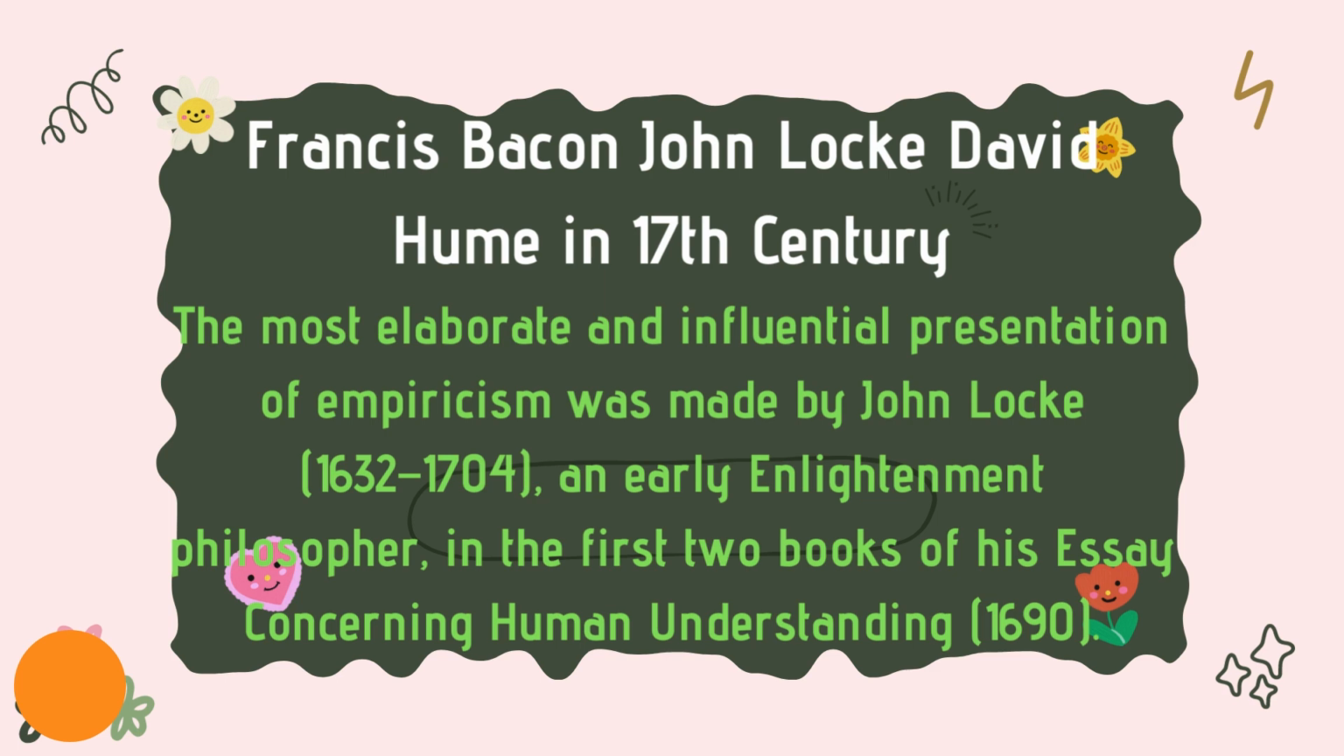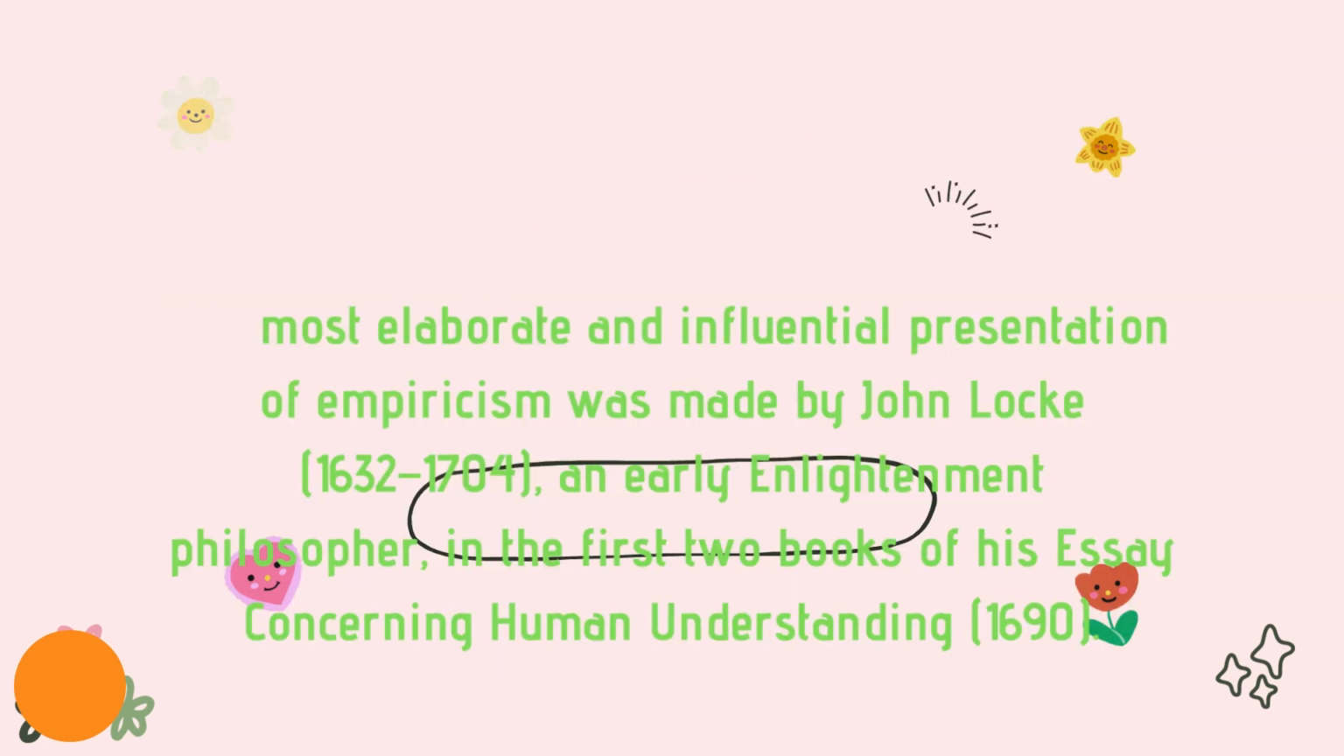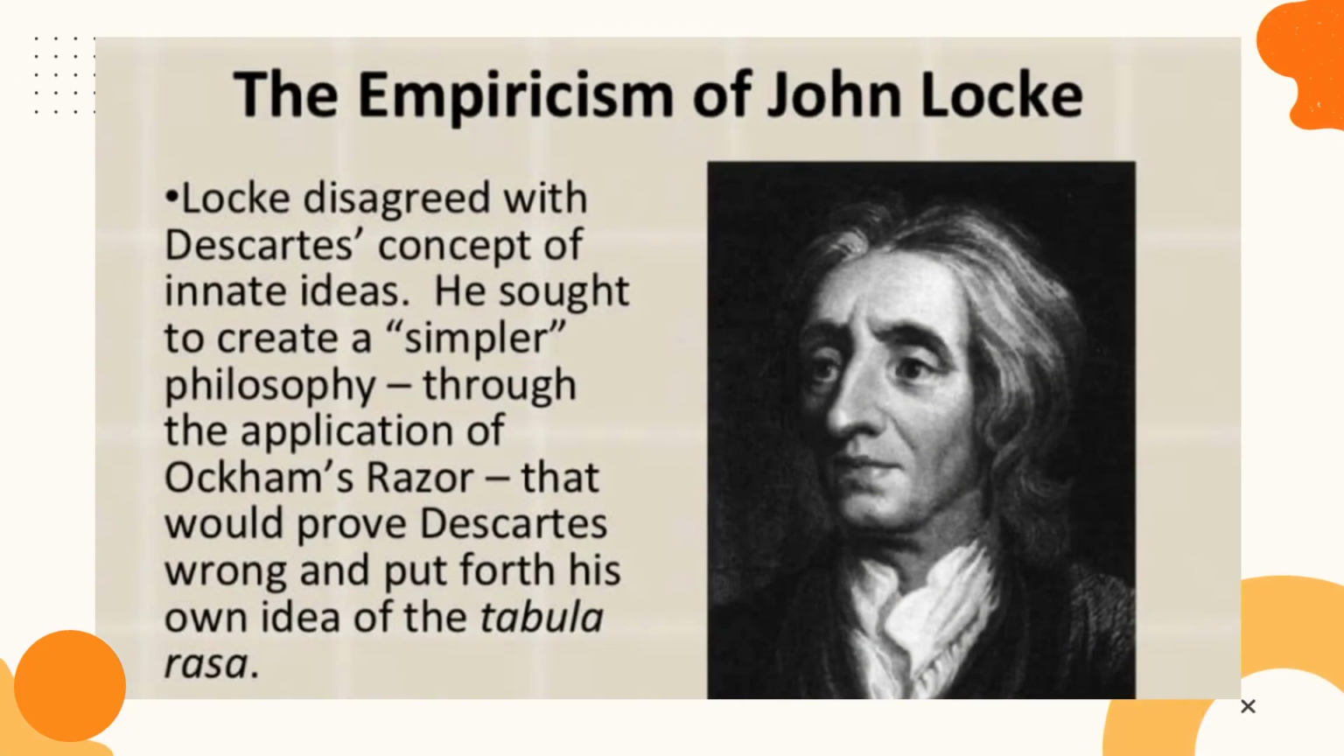This is an early Enlightenment philosopher. In the first two books of An Essay Concerning Human Understanding, 1690, the empiricism of John Locke disagreed with Descartes' concept of innate ideas. He sought to create a simpler philosophy through the application of Occam's razor that would prove Descartes wrong and put forth his own idea of the tabula rasa.